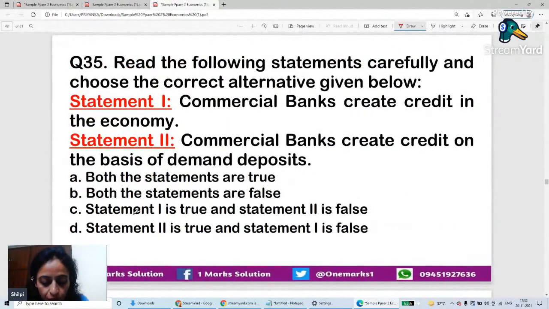Question number 35. Statement 1 says commercial banks create credit in the economy. Yes, commercial banks are responsible for creating credit in the economy. Statement 2 says commercial banks create credit on the basis of demand deposits. This is also true. Yes, what they do is they get all the deposits of the people, out of which they keep some amount in their reserves, and the rest of the deposited amount is circulated in the economy in the form of credit. So both the statements are true. We will go for option A.